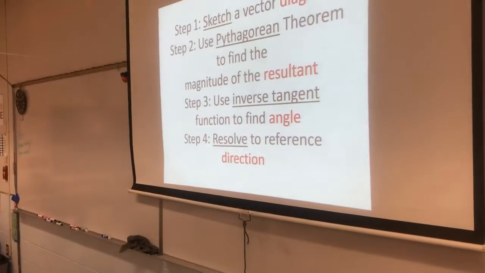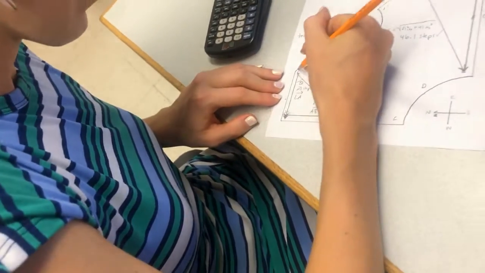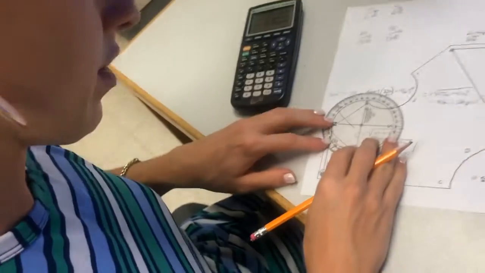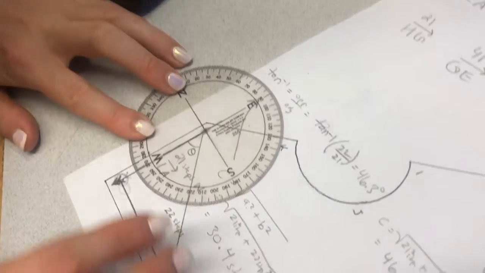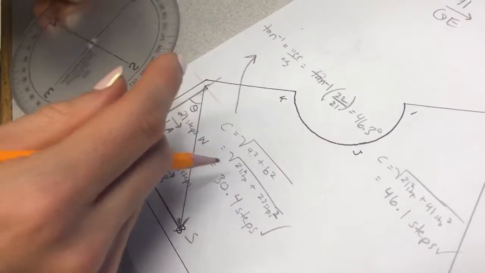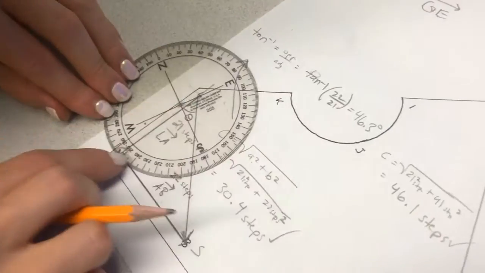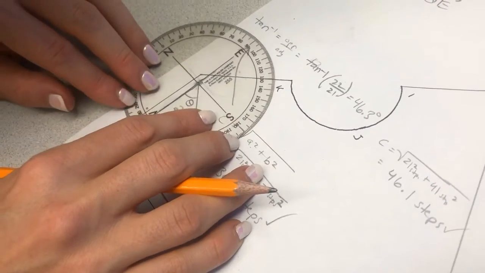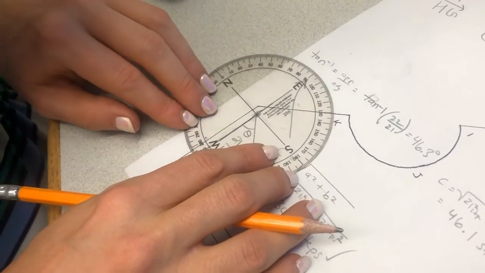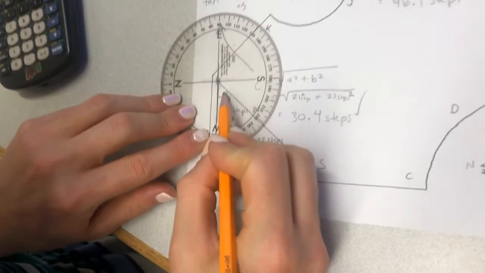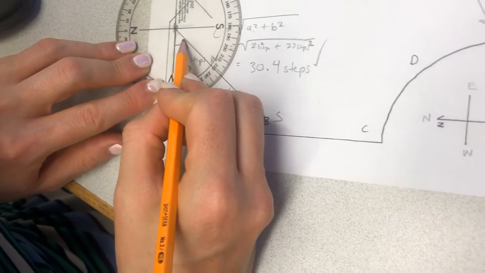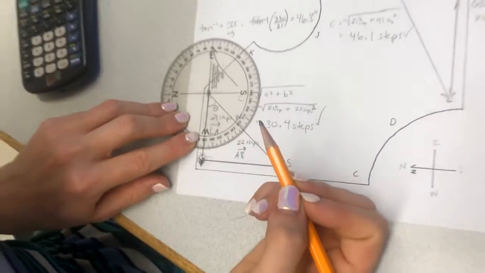That's the internal angle. We need to resolve that to the reference direction. We were talking about north, east, south, west. Okay, let's go ahead and put this right here. No, it's upside down. Oh, there we go. Let's put this on there. So, we said it was 46 degrees, right? And south is 180, so it'd be 180 plus 46.